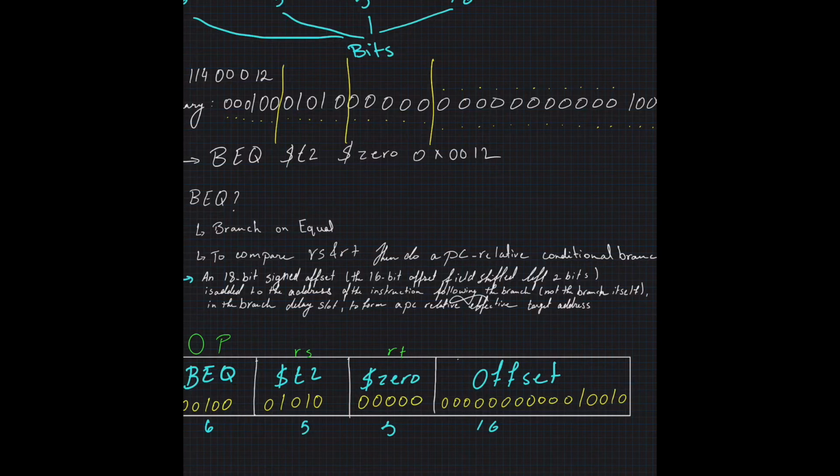So for here, as you can see, I just put the same kind of table. BEQ under it is the first 6-bit, then 5-bit, then 5-bit, then 16-bit for the offset format. And that is it for the first problem.